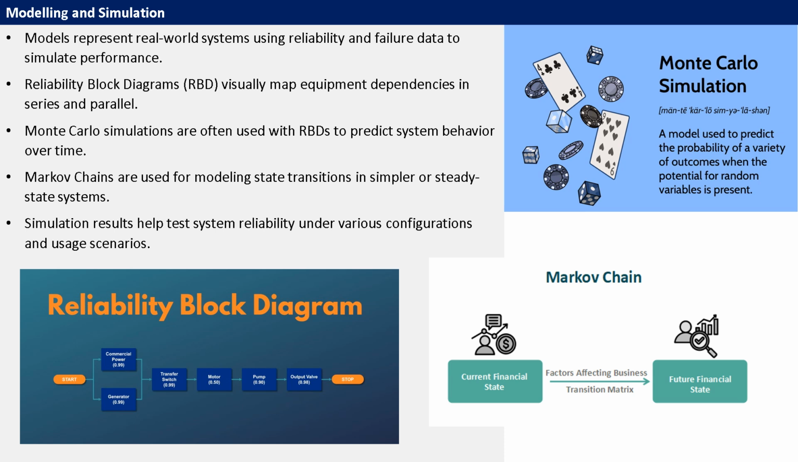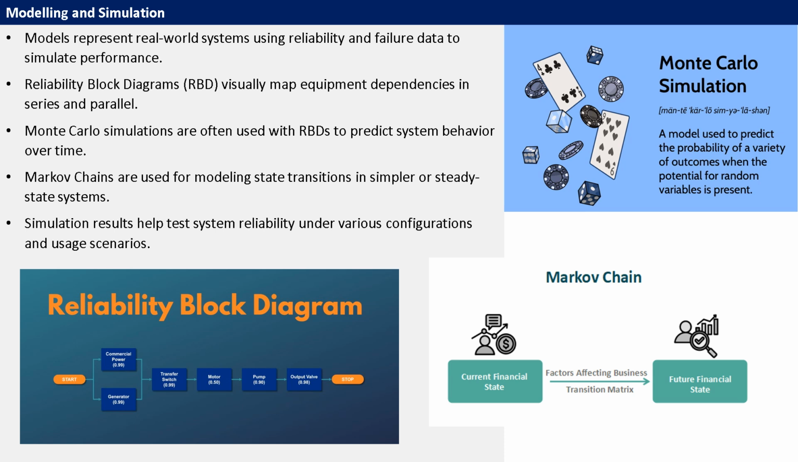CMRP modeling and simulation provide a way to represent and study how a real-world system behaves over time by using reliability, failure, and repair data. Instead of waiting for failures to happen in the field, simulations allow you to test scenarios virtually and identify weak points in the system before they cause downtime. This is especially useful in complex systems where many components interact, and failure in one area can affect the entire operation.